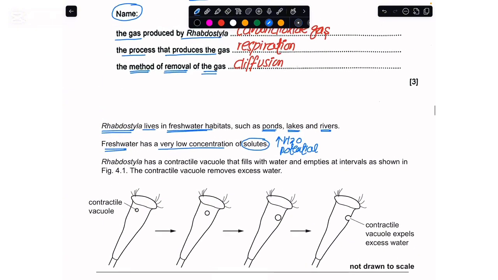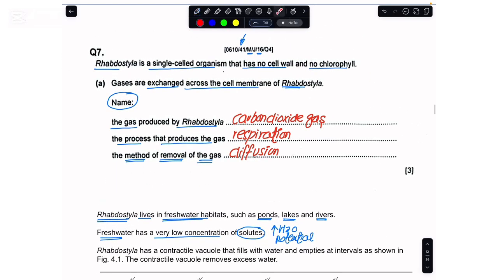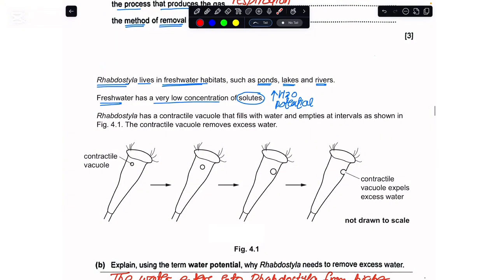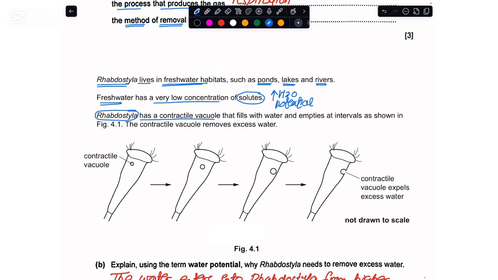The problem with them is that since they do not have a cell wall, if the water keeps on entering their bodies, it means that their bodies can burst, or the Rhabdostyla can burst. Further they tell us that these Rhabdostyla have a contractile vacuole that fills with water and empties at intervals as shown in figure 4.1. And further they tell us that this contractile vacuole would remove the excess water out of the Rhabdostyla.